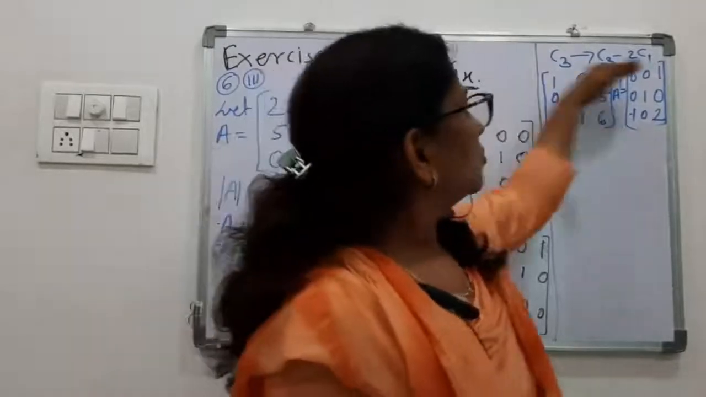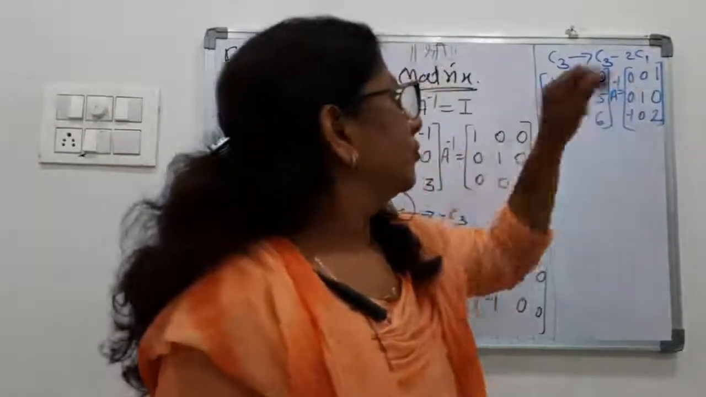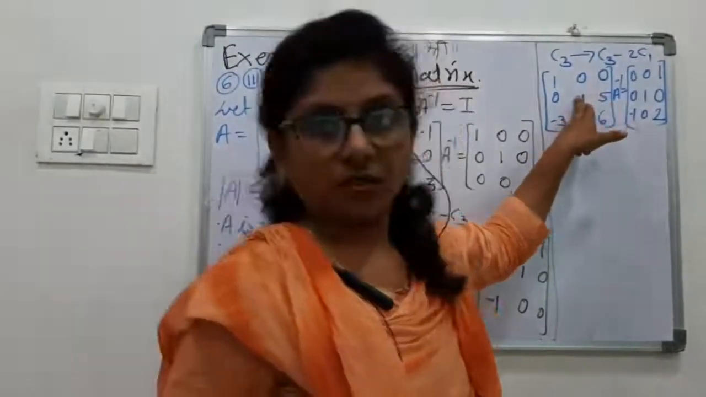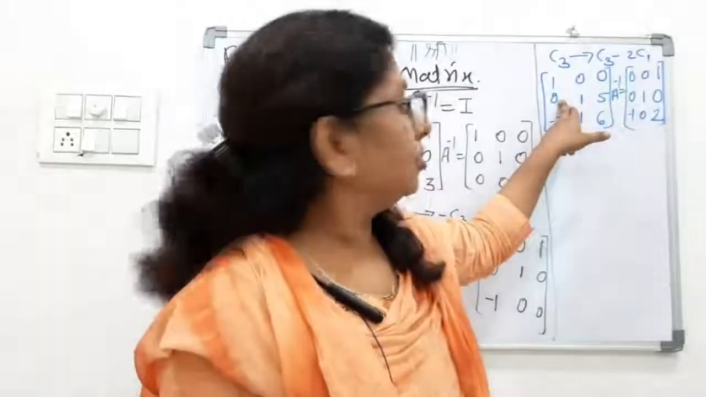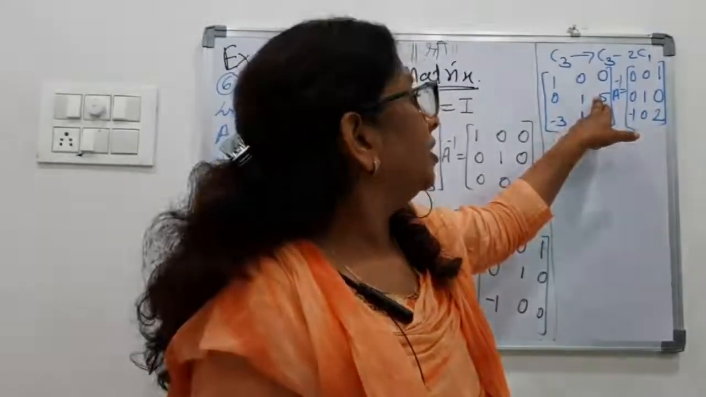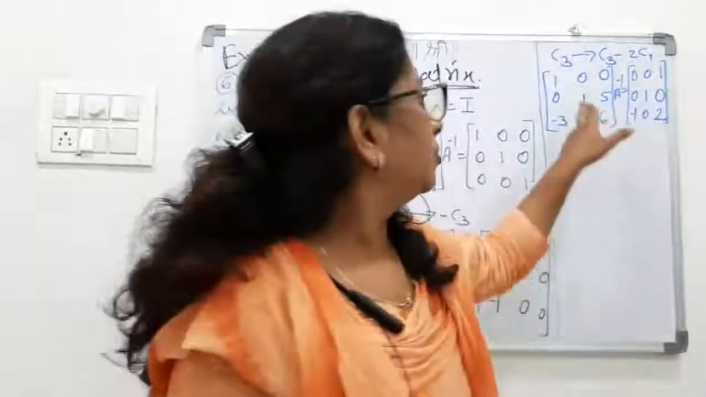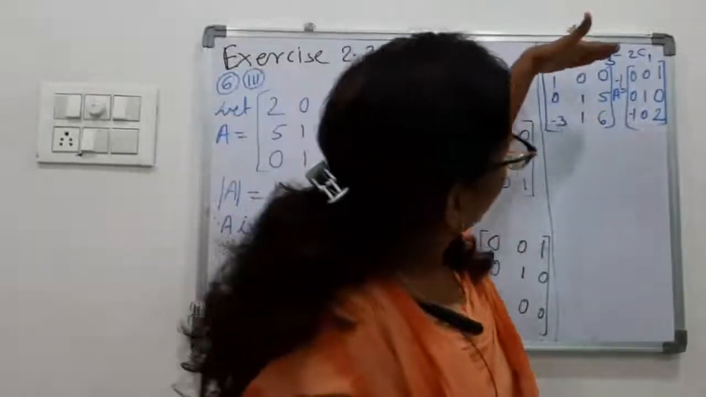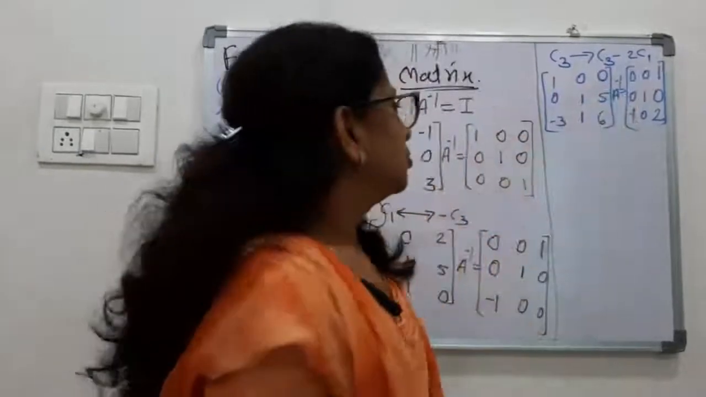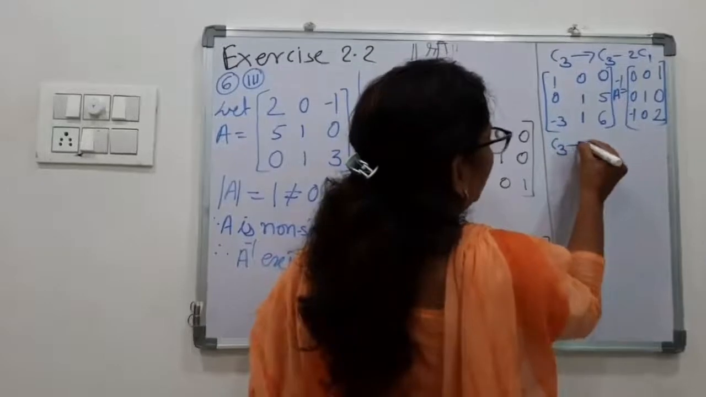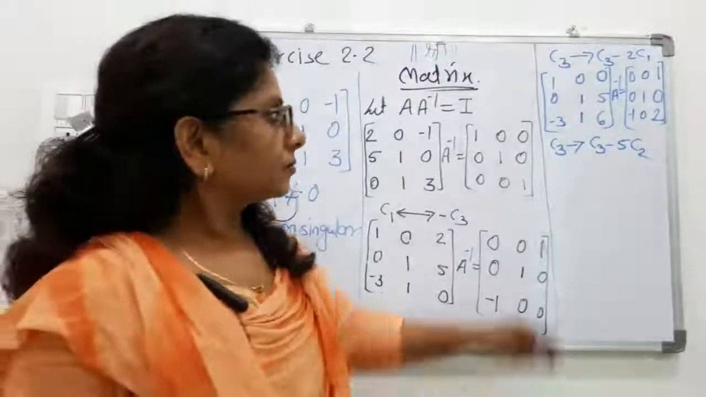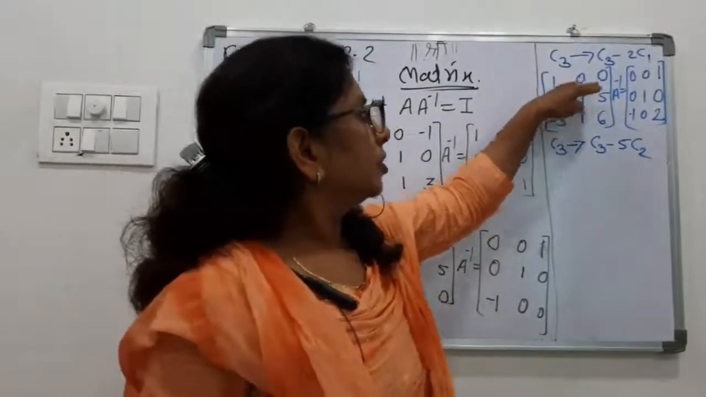Now see, first row is over now, 1 0 0, what we wanted. Now we want here 1, here 0 and here 0. So 1 is there already, 0 is there already, so nothing to do. We only have to make this 5 into 0, with the help of this C2 only. Means for first row we use C1, for second row we will use C2. So what is changed there? C3 will change to C3 minus 5C2. Understood? First row nothing to do because it is over now.